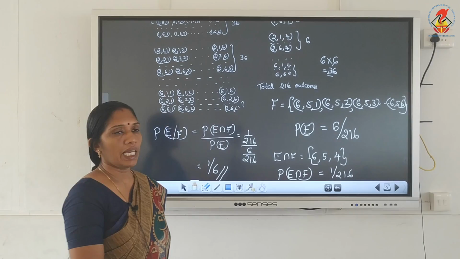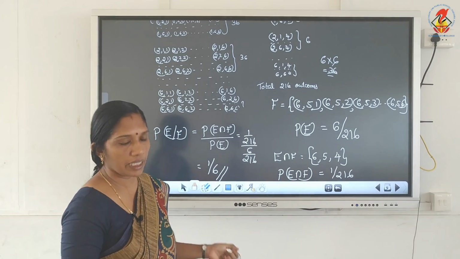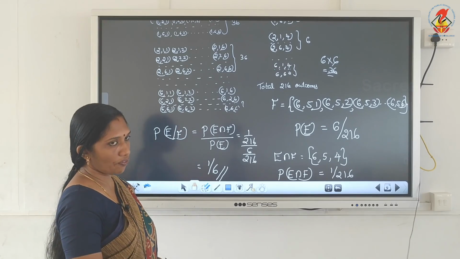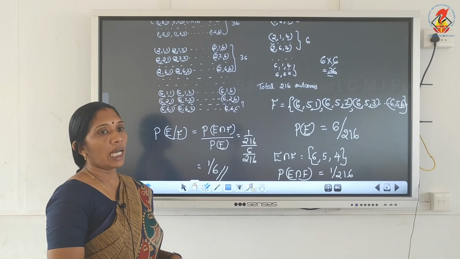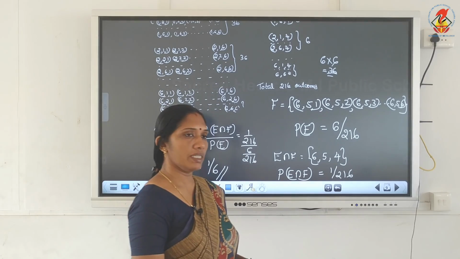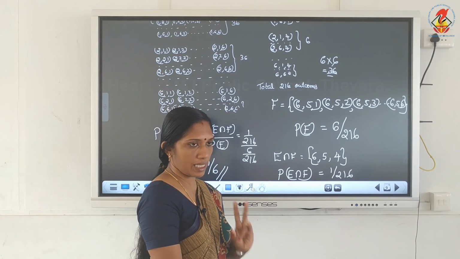Clear this one? A die is thrown 3 times, so total there are 216 outcomes. We have to find P of E given F. So it is P of E intersection F by P of F. F means 6 and 5 appears in the first 2 tosses. Okay, so first 2 elements 6 and 5.